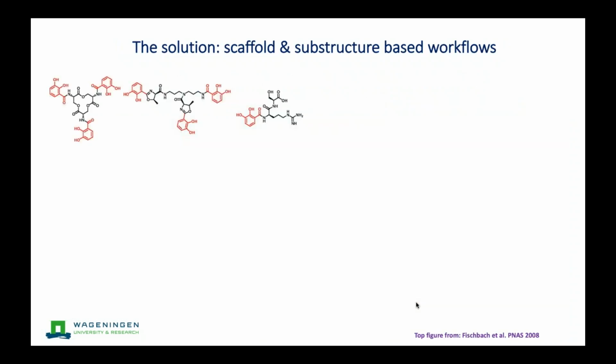So I think the solution for the challenge, or at least a large part of the solution, is to do scaffold and substructure-based workflows. So how does it look like? Well, over here on the left top, we see all the structures, and okay, we see that part of them are the same, right? So immediately we start to recognize that the molecules in these complex mixtures are not independent. They share substructures, they share scaffolds. And if we are able to recognize it in the data, we can kind of structurize the data. And that is what we will do.